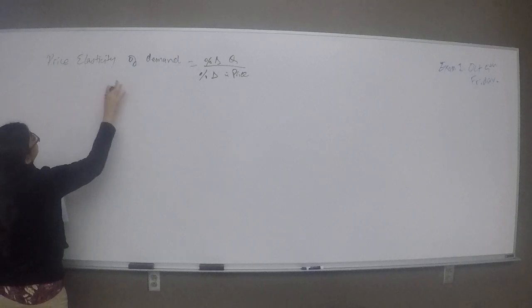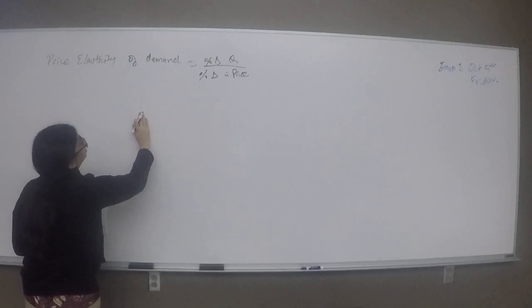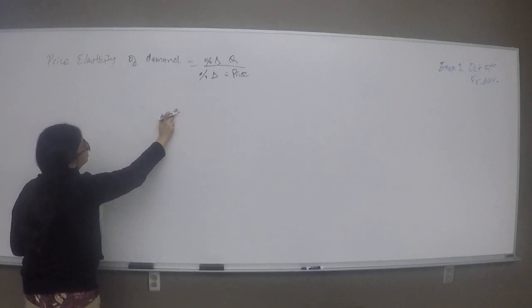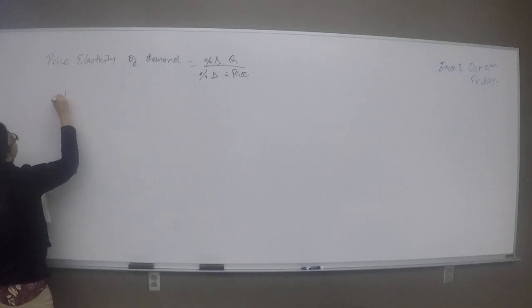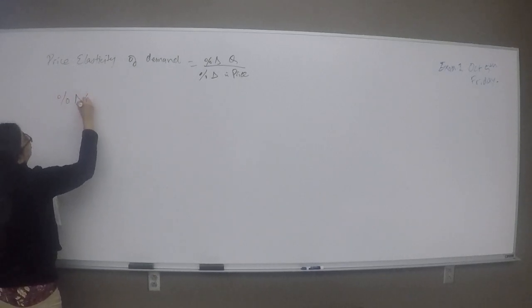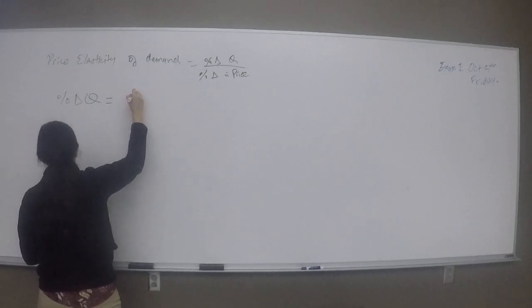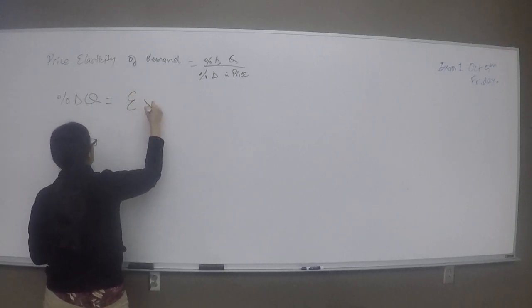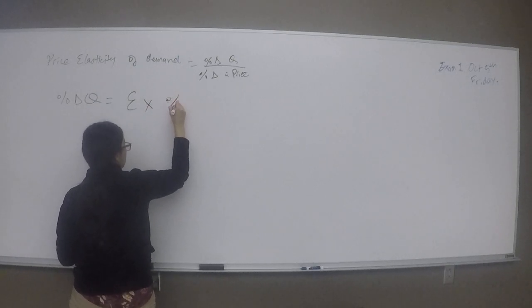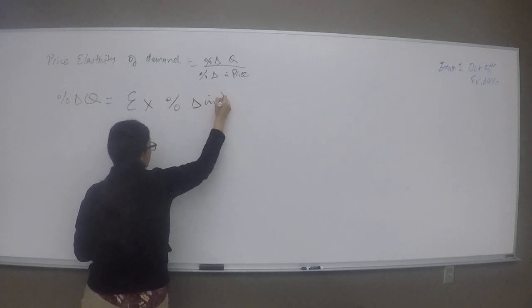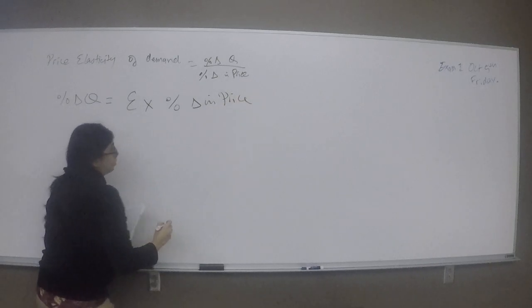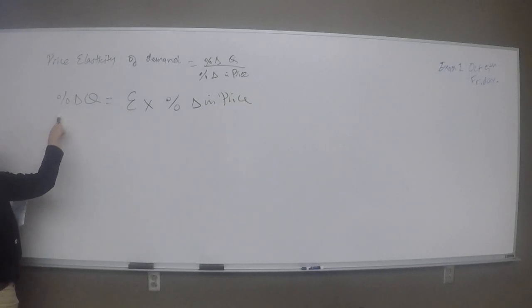We know that price elasticity of demand is equal to percent change in quantity divided by percent change in price. What is percent change in quantity equal to? Well, it's equal to elasticity times percent change in price. You just do a little algebra.